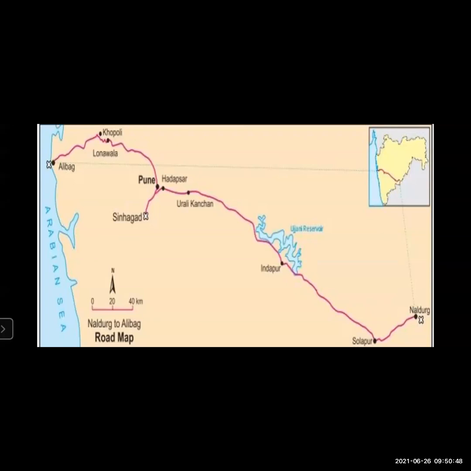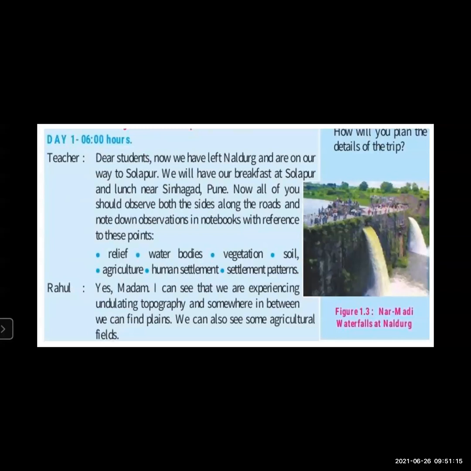So when they are moving from Naldur to Sinagar, they are passing through many cities. For example, Solapur is also a city. Then Hadapsar is also a city. Pune. Then they will find the Mumbai Pune highway road. So they will see the difference in the rural areas and urban areas. Now let's see, that is day one. Yesterday we had learned about day one.